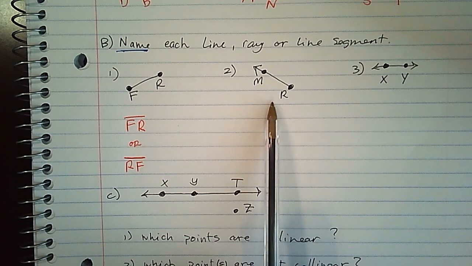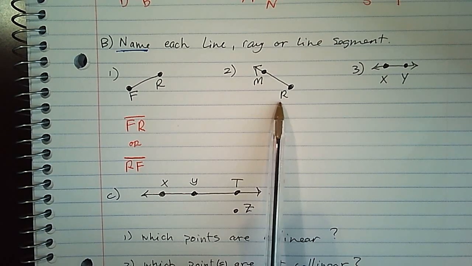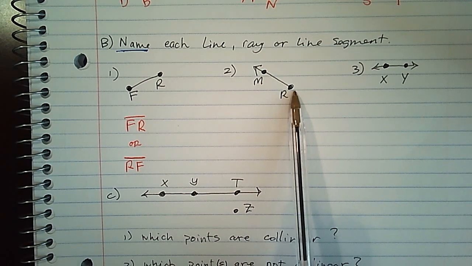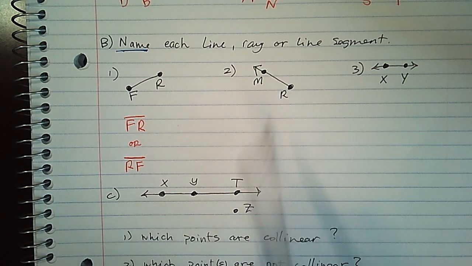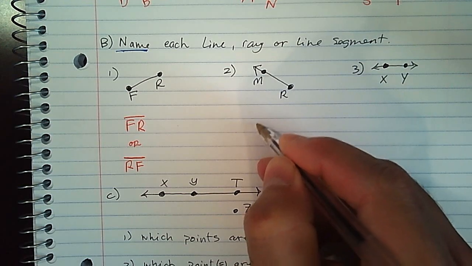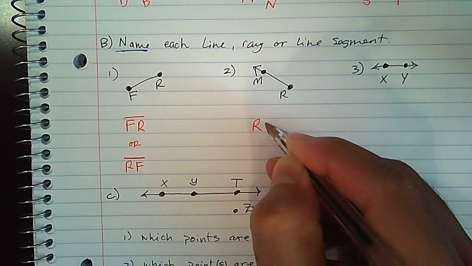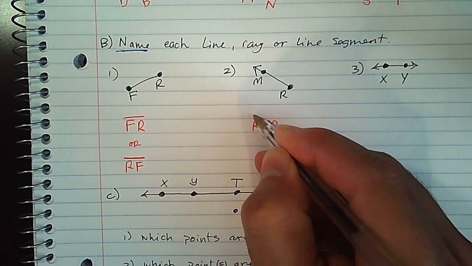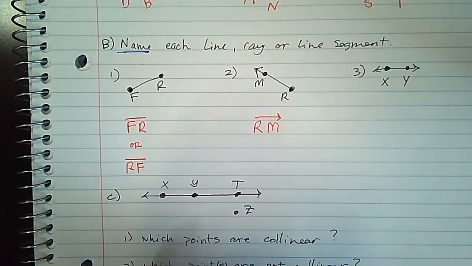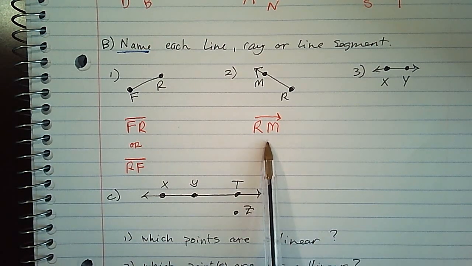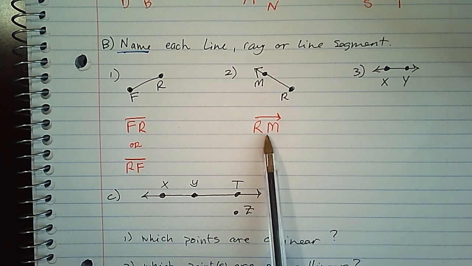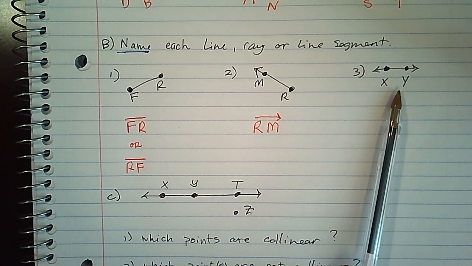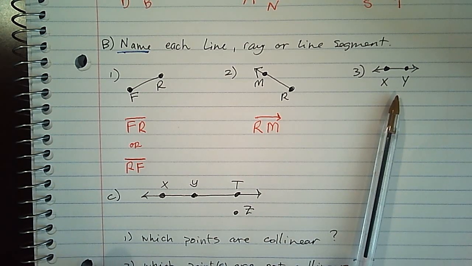This is a ray. This one does have direction. Again, I like to say it starts at the dot and it goes towards the arrowhead. So this one has to be like this. It starts at the dot and it goes towards the arrowhead. There's no other way you can name this one. That's it. That's ray RM. And then this one, this is line XY or line YX.